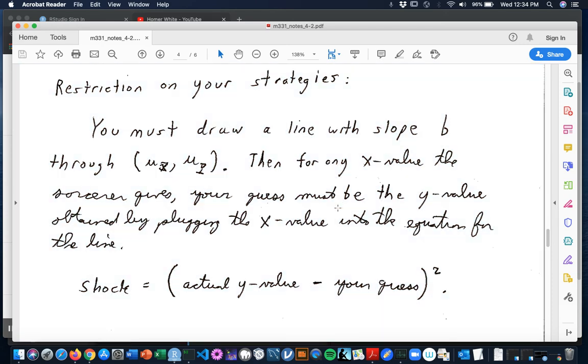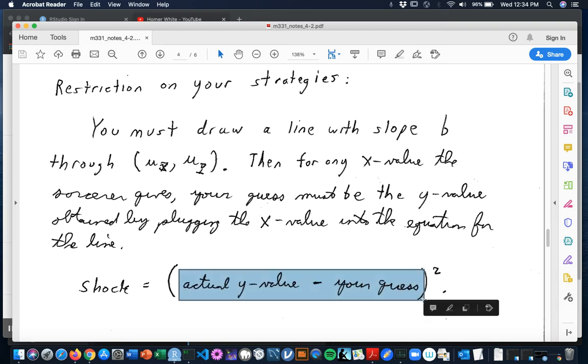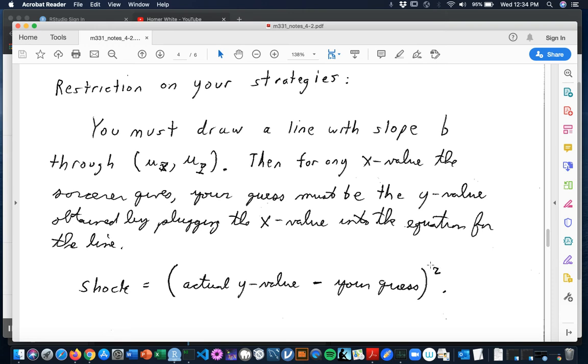Okay? And now here's the rule on the shock he's going to give you. The amount of shock in volts is going to be the difference between the actual value of y and what you guess it is, squared.